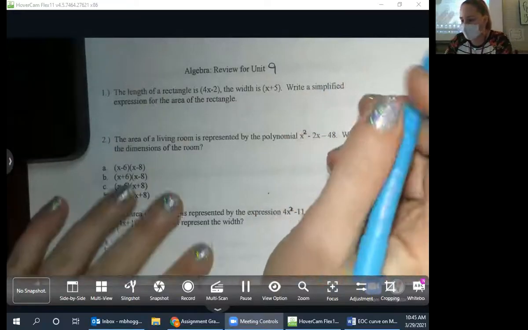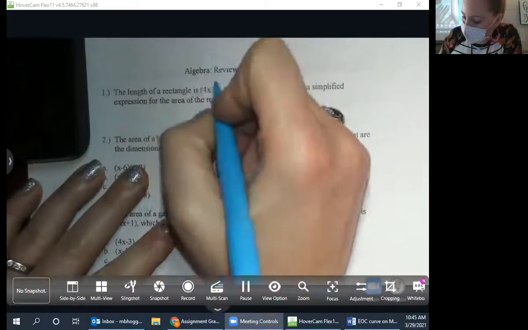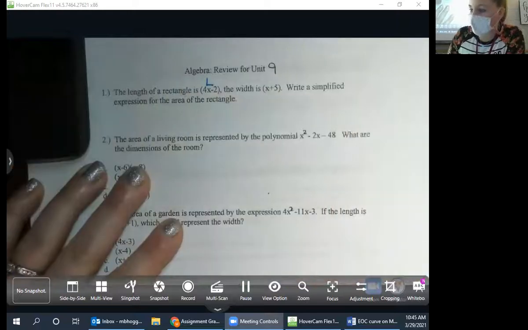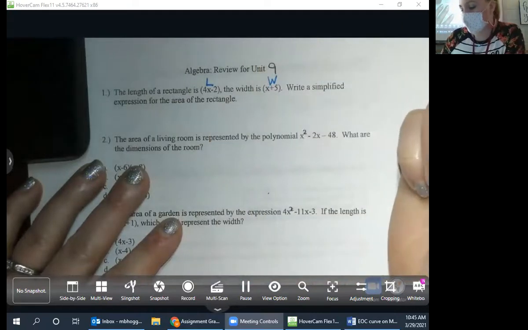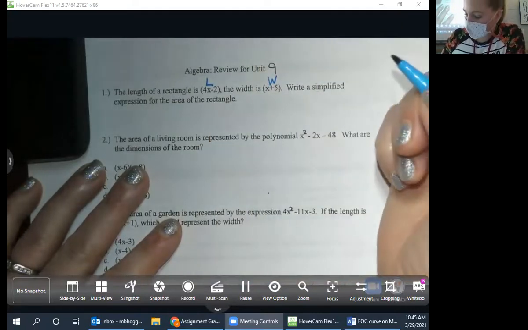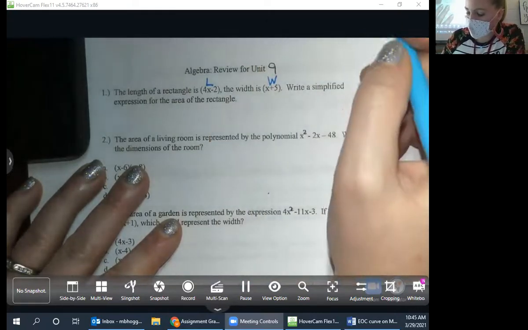Okay, look at number 1. It says the length of the rectangle is 4x minus 2, so I'm going to put an L up above that so that I note that that's the length. And the width is x plus 5, which I'm going to put a W above that. We have to write an expression for the area of the rectangle.